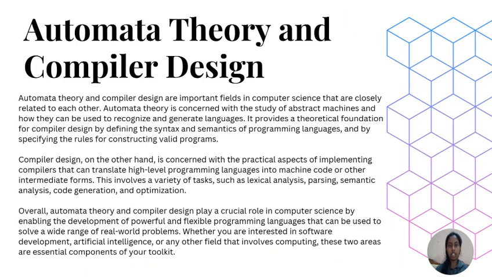Automata theory and compiler design are important fields in computer science that are closely related to each other. Automata theory is concerned with the study of abstract machines and how they can be used to recognize and generate languages. It provides a theoretical foundation for compiler design by defining the syntax and semantics of programming languages and by specifying the rules for constructing valid programs.